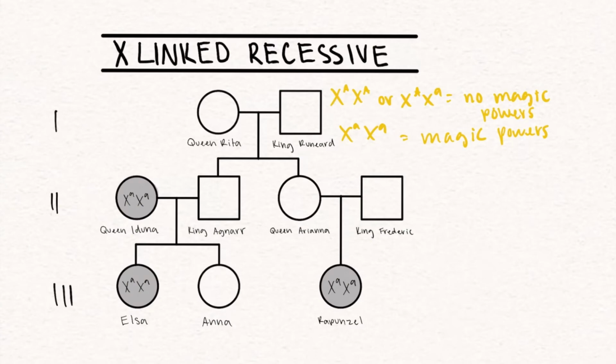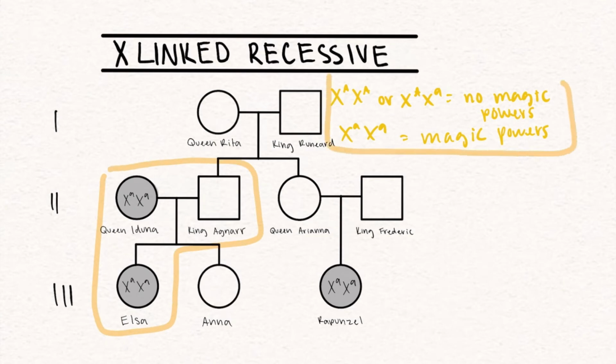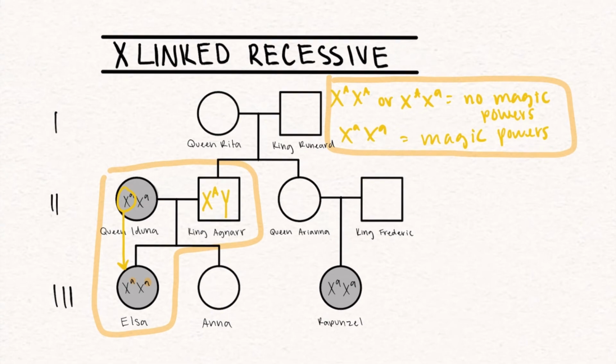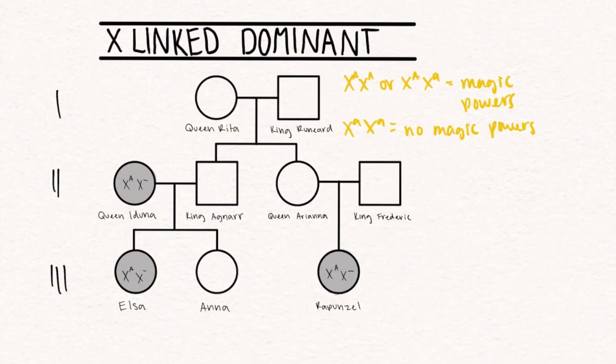The next mode of inheritance that is inconsistent with the chart is X-linked recessive. This time we are going to focus on Elsa. Since Elsa is female, she has two X chromosomes. To show the trait, each of her X chromosomes would have to have a copy of the recessive allele. It is possible for her to get one copy of the recessive allele from her mother, but since her father only has one X chromosome and he does not have the trait, he would only be able to pass down a dominant allele. If Elsa got the recessive allele from her mother's X chromosome and a dominant allele from her father's X chromosome, she would not show the trait, making this mode of inheritance not possible.